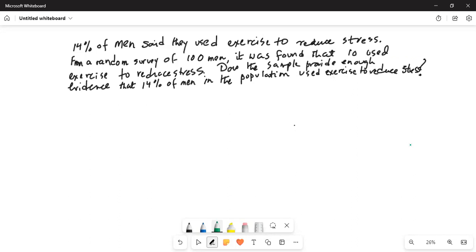"14% of men said they used exercise to reduce stress. From a random survey of 100 men, it was found that 10 used exercise to reduce stress. Does the sample provide enough evidence that 14% of men in the population used exercise to reduce stress?"